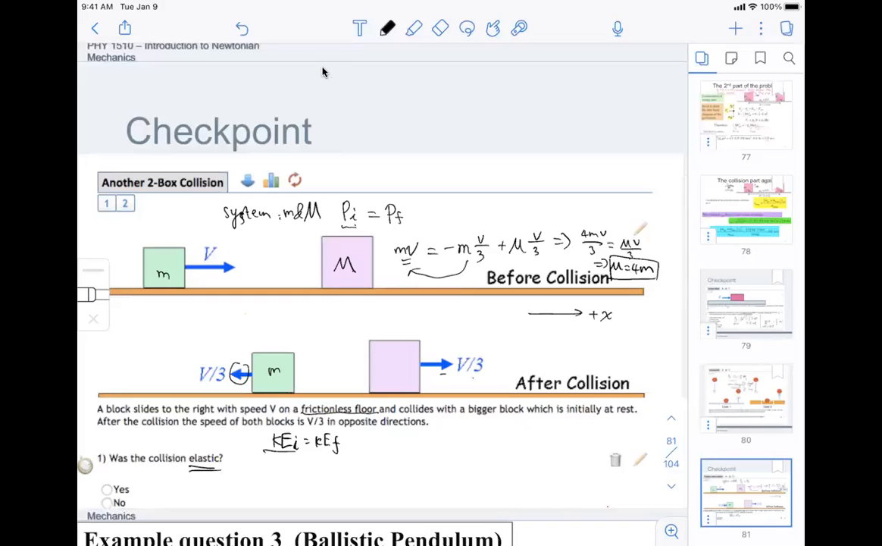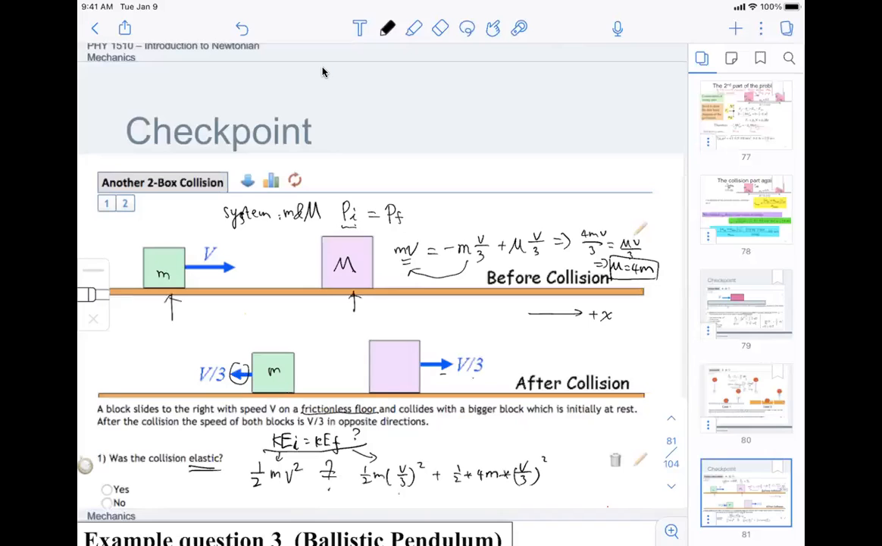All right, so for an elastic collision the kinetic energy has to be the same. Let's see if it is. Before collision, you have the kinetic energy of this block, which is 1/2 mv squared. This guy has no kinetic energy, so that's just your initial. Is that equal to the final, which is 1/2 m (v over 3) squared? The fact that it's going backward doesn't matter because the velocity is squared. And this guy is 1/2 times 4 times the mass moving with v over 3 squared.